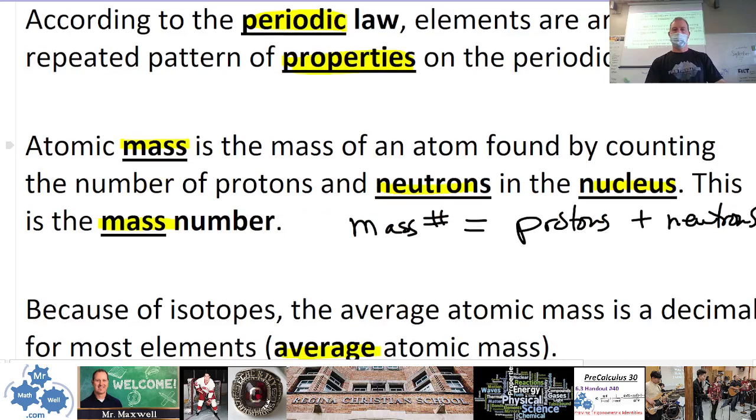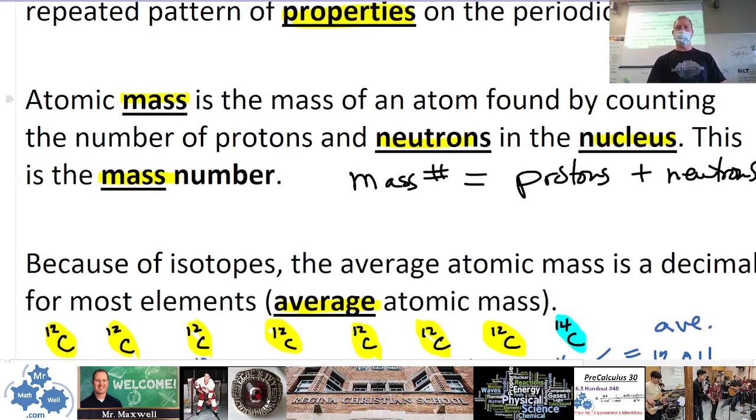All right. So atomic mass is the mass of an atom, and that's found by counting the number of protons and neutrons in the nucleus. This is called the mass number. So the mass number is simply the sum of protons and neutrons in the nucleus. And there are electrons as well, but we don't count them in the mass because they are so small and they weigh very little. So they wouldn't contribute to the mass.